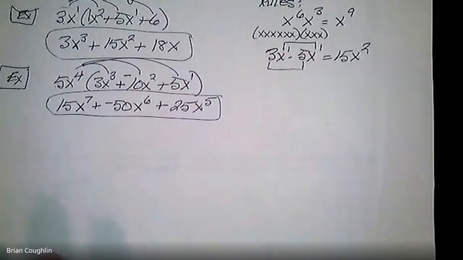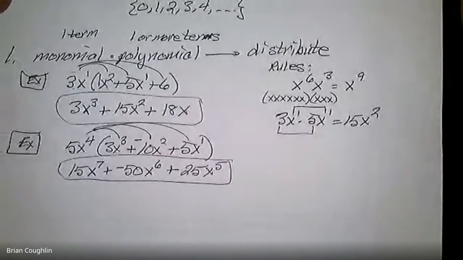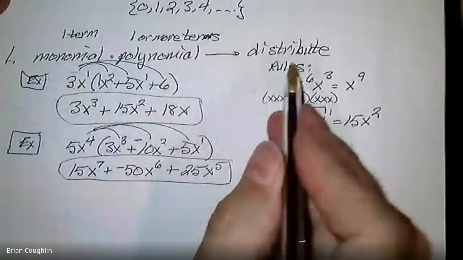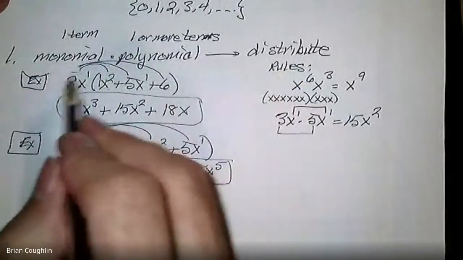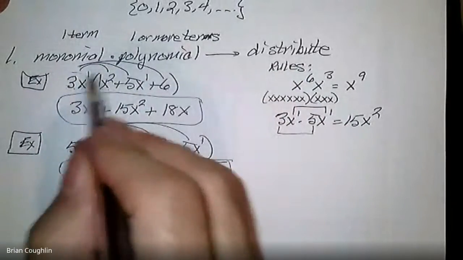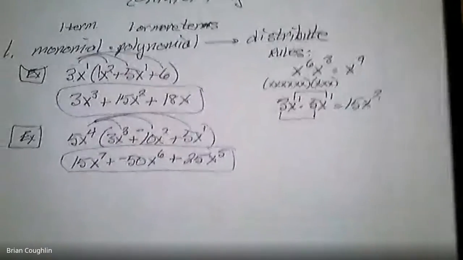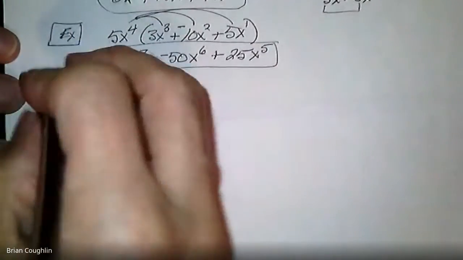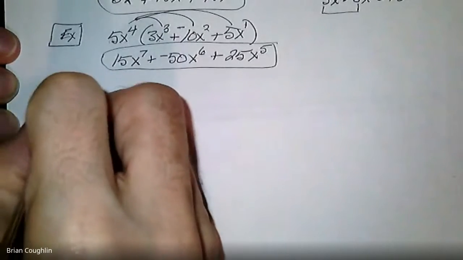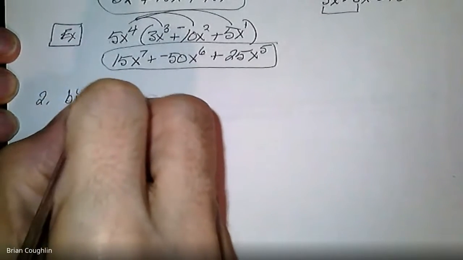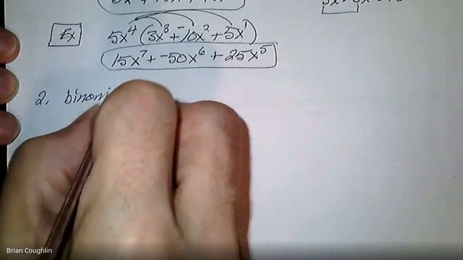Does that make sense? So anytime you have a monomial times a polynomial, you distribute. You just multiply the numbers first, then add the powers together of x, and you should have your answer. Okay. Method number 2, binomial times binomial.